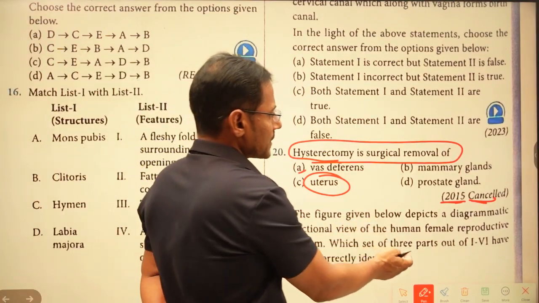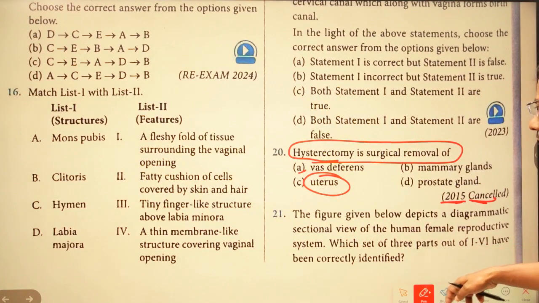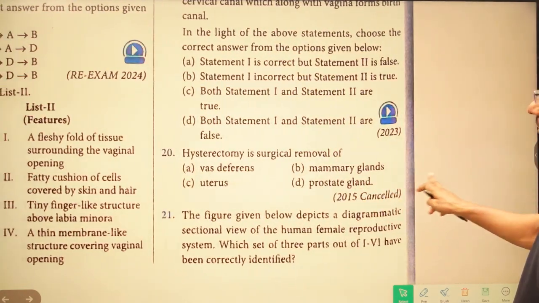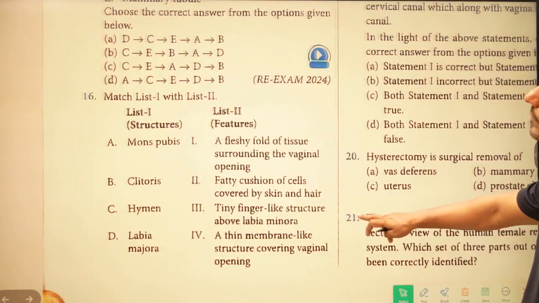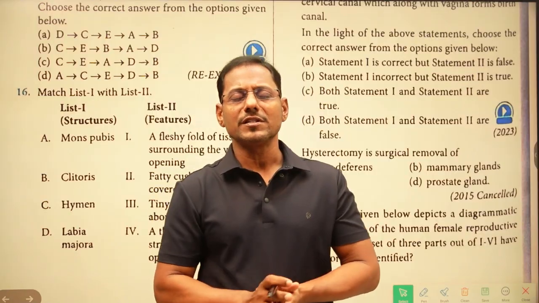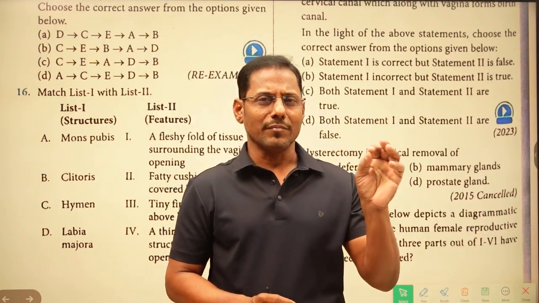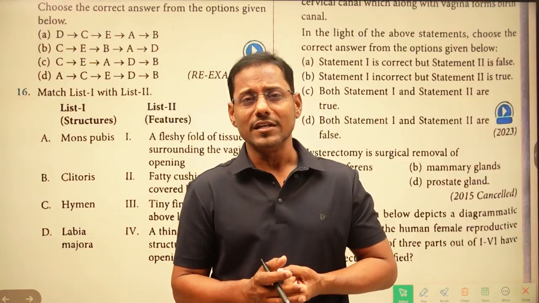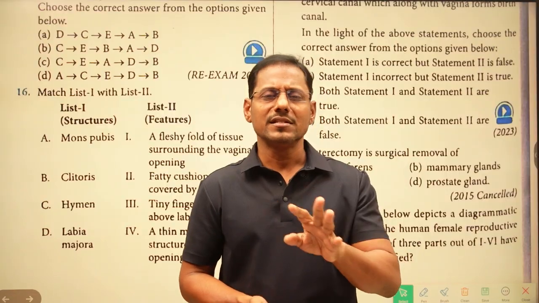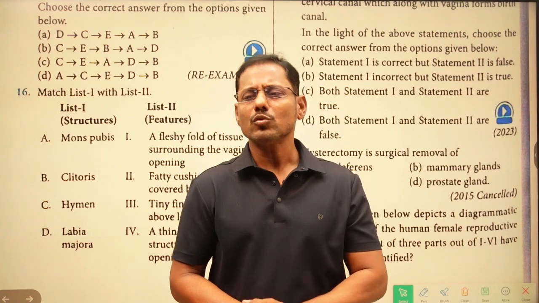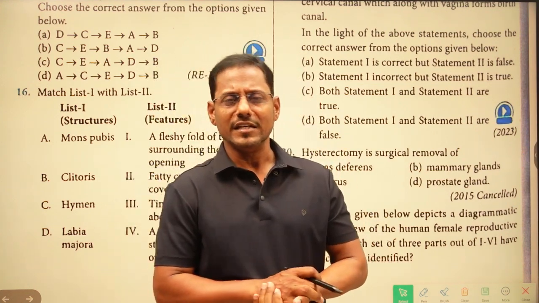The figure given below depicts a diagrammatic section view of the human female reproductive system, which set of three parts. Here you can see, now the diagram has been given. This particular diagram was given in the examination, and they labeled some A, B, C, D, and we have to recognize them, like infundibulum, ovary, ligaments, and the fundus. So some 4 or 5 parts are given and we have to recognize them. These are very simple questions asked in the NEET examination.